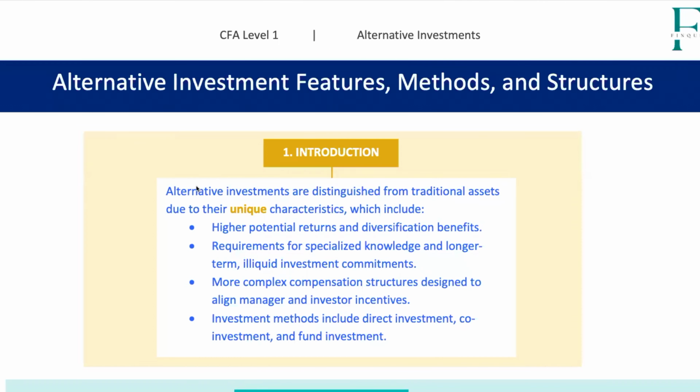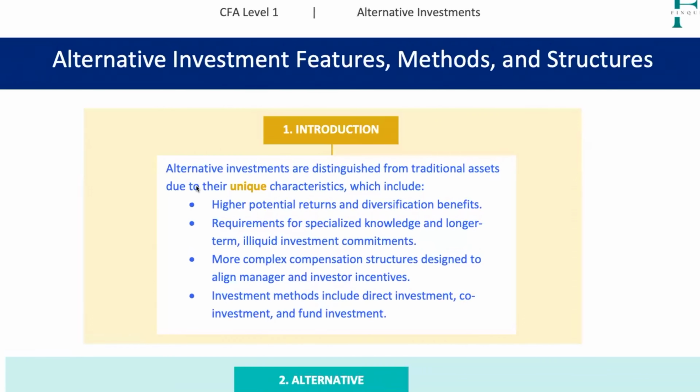As a CFA Level 1 candidate, your job is to understand how these non-traditional assets work, why institutional investors use them, and what makes them stand apart. We're going to cover their unique features, their structure, and the key categories like private capital, real assets, and hedge funds. This isn't just theory, these are tools used in real portfolios to manage risk, boost returns, and diversify away from the market noise. Let's kick things off with a simple question.